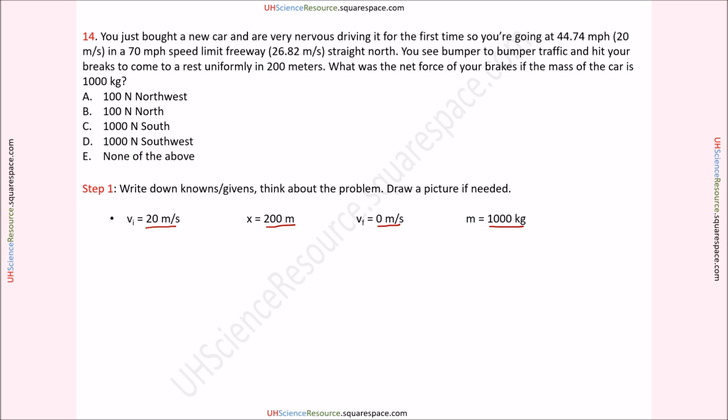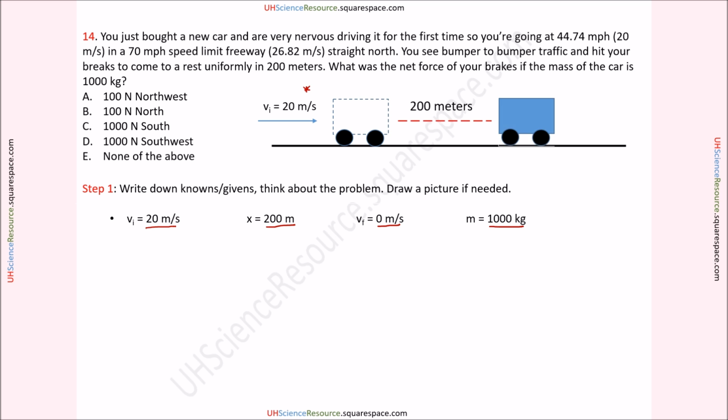So let's draw a picture to see what's going on. Your car is right here, and you're initially going at 20 meters per second. And then you see bumper to bumper traffic, you hit your brakes, and it takes you 200 meters to come to a complete stop. So your final velocity is 0 meters per second. We're also told that the mass of your vehicle is going to be 1,000 kilograms.